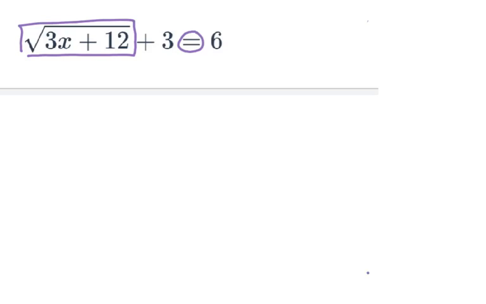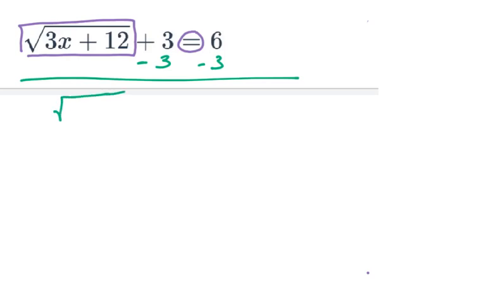The reason why I said the left side is because it's on the left side. Now, what else is on that same side is this plus 3. So I need to subtract 3 from both sides. So then I bring down my radical 3x plus 12 equals 3.